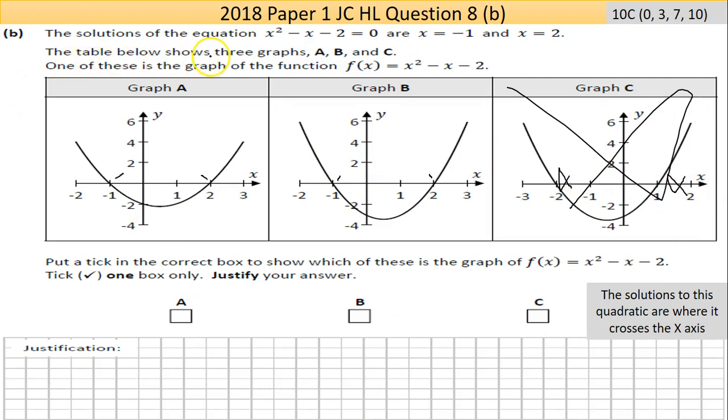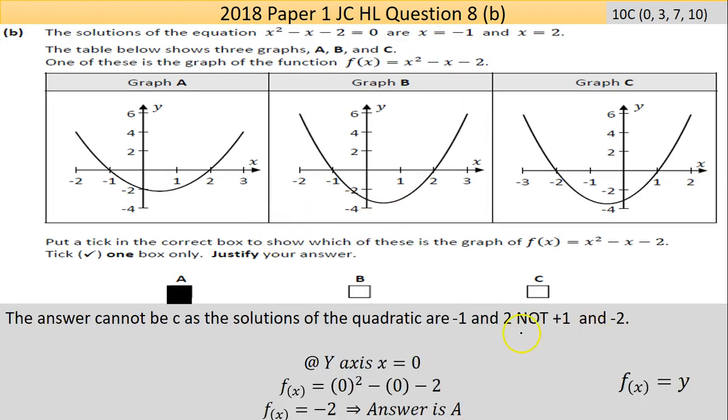Now the table below shows the 3 graphs A, B, and C. One of these is the graph of the function f of x equals x squared minus x minus 2. Which one is it, A or B? Because they both have the same solutions. One way to approach this is to notice the difference between the two graphs: one goes down lower, it has a lower y value.